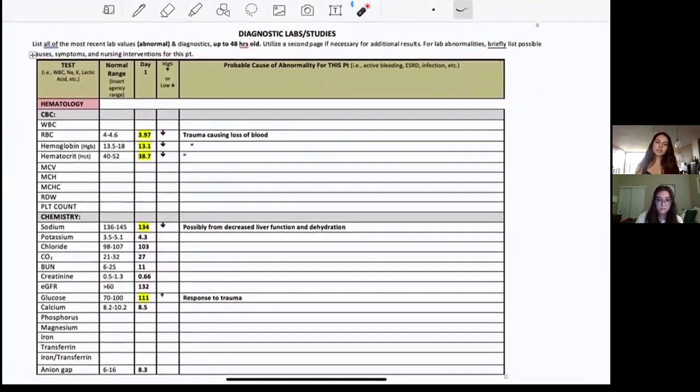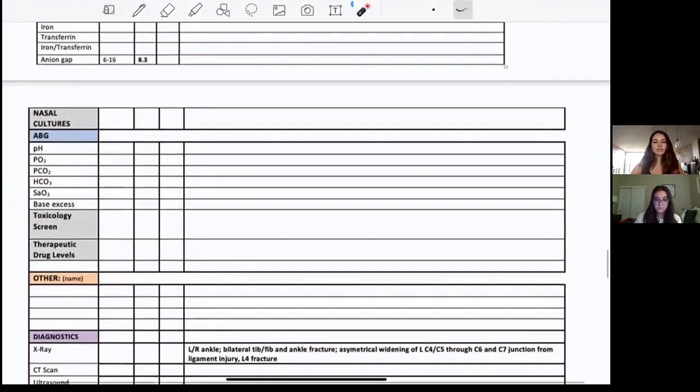So here's a page that resembles yours. I think it's missing a couple of sections, but these are this patient's lab values, which are consistent with his injuries. He did have low red blood cells, low hemoglobin, and low hematocrit due to the blood loss from his fall. And he had low sodium, and I got some assistance online. So that could be from decreased liver function and dehydration, which makes sense because he did have a liver laceration, so it's decreased. And the glucose is elevated, which is a response to trauma.